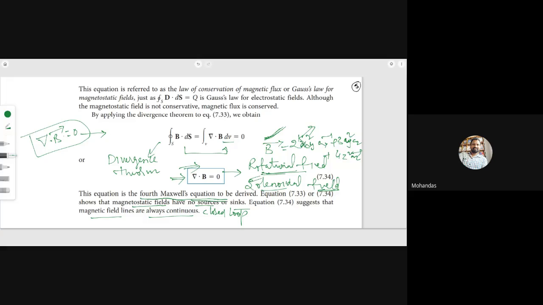Another name of this equation is Gauss's law for magnetostatic fields, or Gauss's law for magnetic field. What is the Gauss law for electrostatic fields, in point form or differential form?